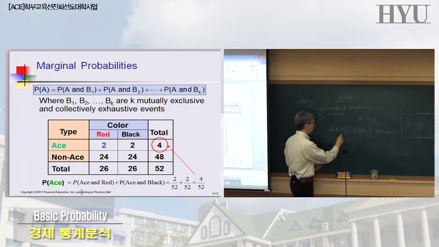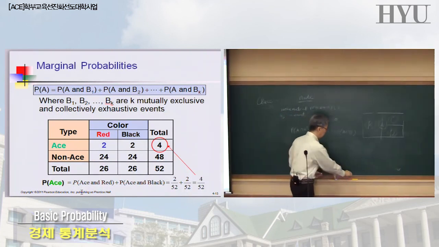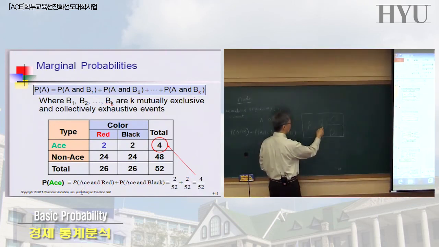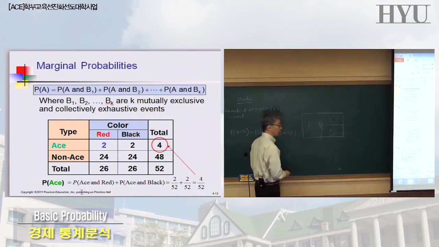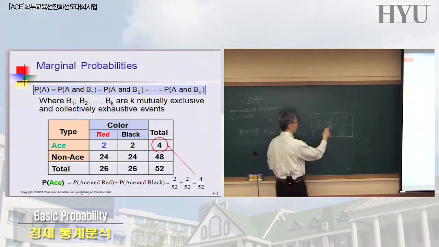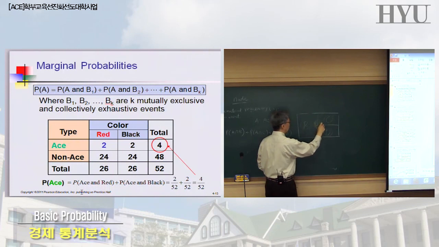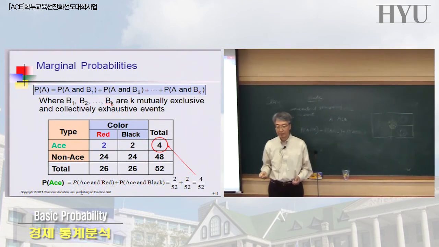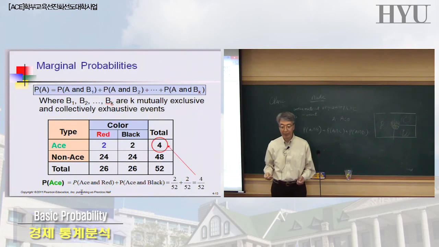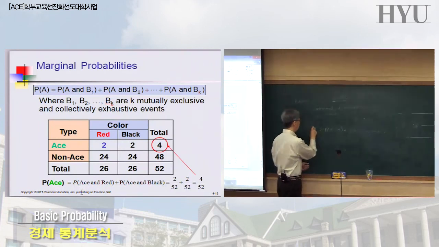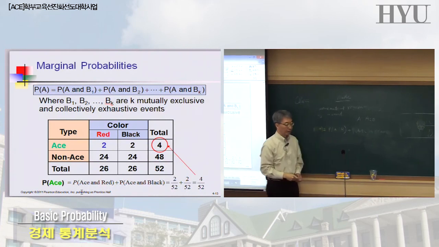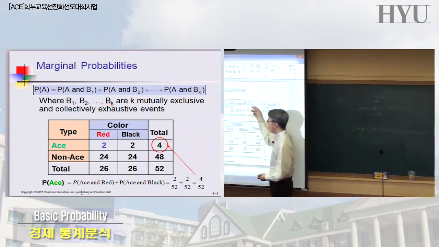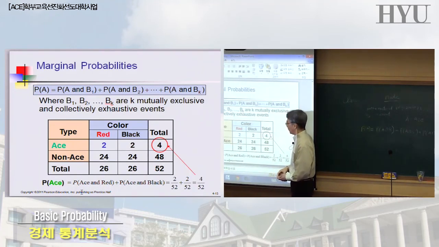So if you add them up, what do you get? If you add the joint event between A and B, this area, plus the joint event between A and C, this area, plus the joint event between A and D, this area, what do you get? The probability for A. That's it. That's what we have here. That's the rule about marginal probability, so you can understand it using a contingency table this way.